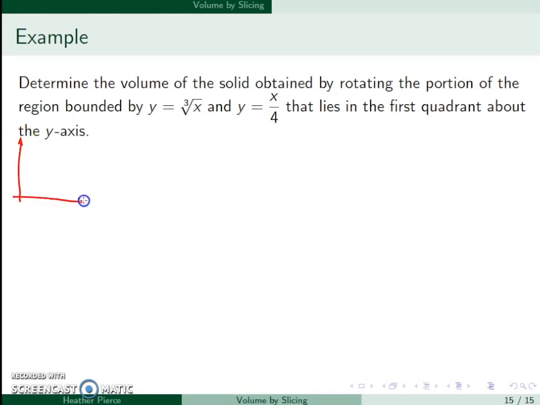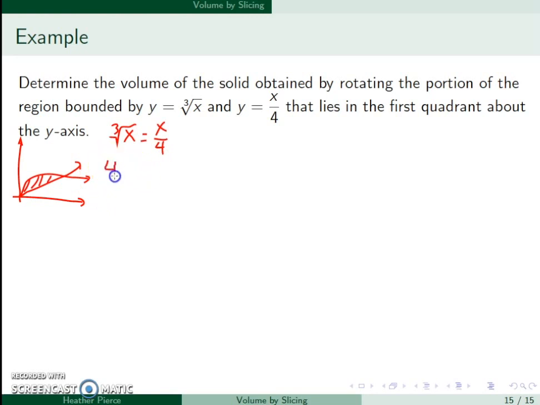So I'm only considering the first quadrant. So here's the cube root of x, and here's x over 4. So I'm considering this region here. I need to know the boundary points. So we have the cube root of x is equal to x over 4.